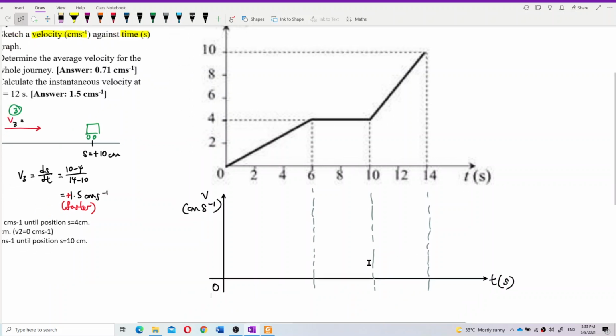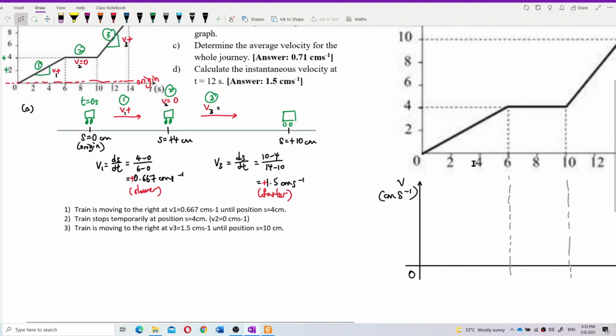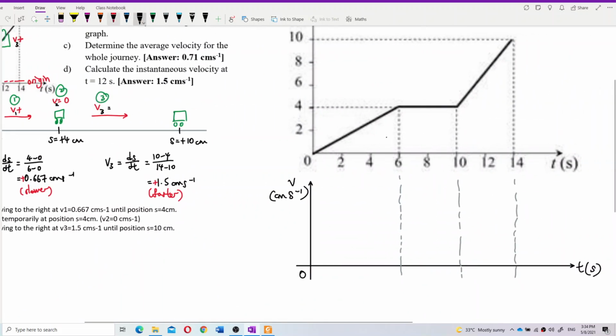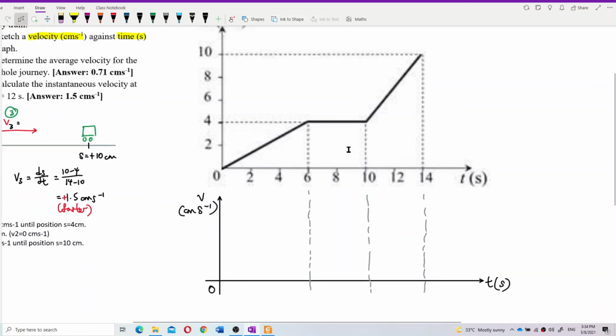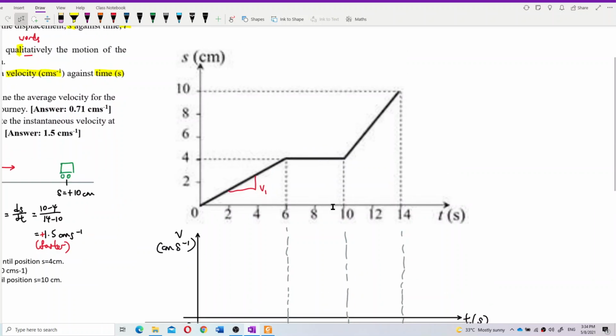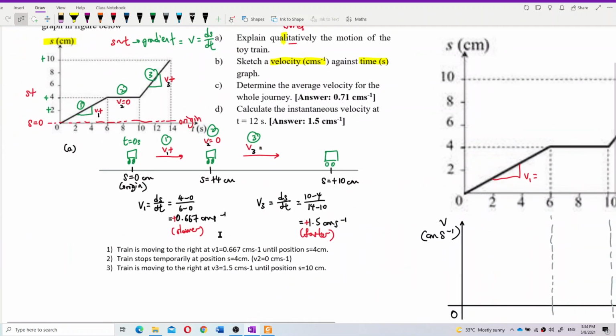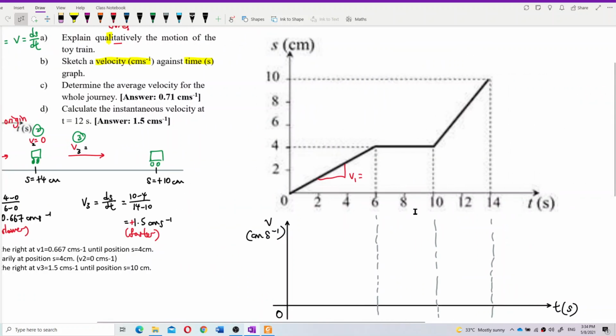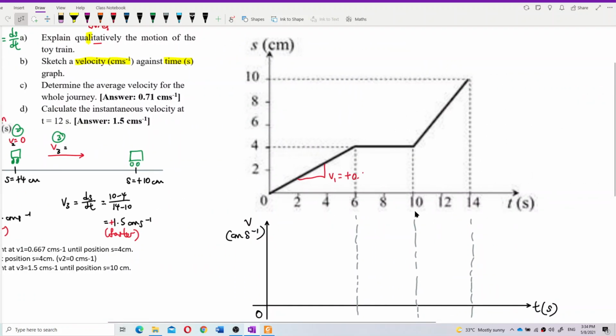Okay, I already got the value just now, isn't it? I got the value v1. Here this one is the gradient. Just now I already got the gradient of this. This is the v1, the gradient of the displacement-time graph. The gradient of this is 0.667, positive 0.667. Here v2 the gradient is 0, and then here, much higher speed, faster speed, is v3. This is positive 1.5 centimeter per second.